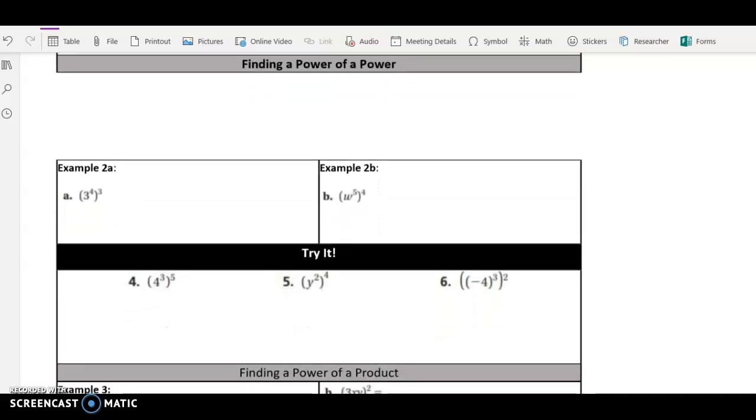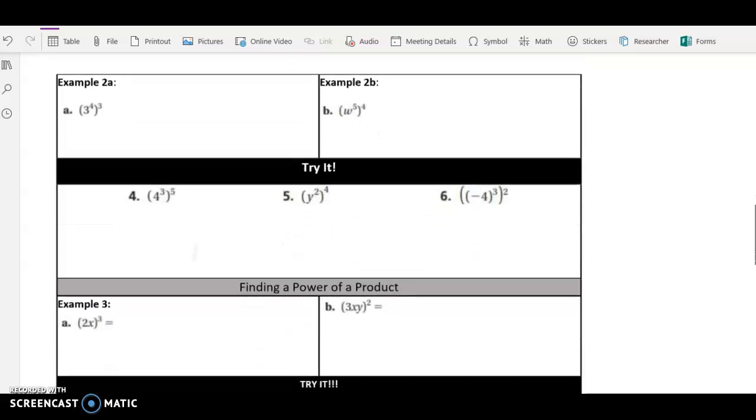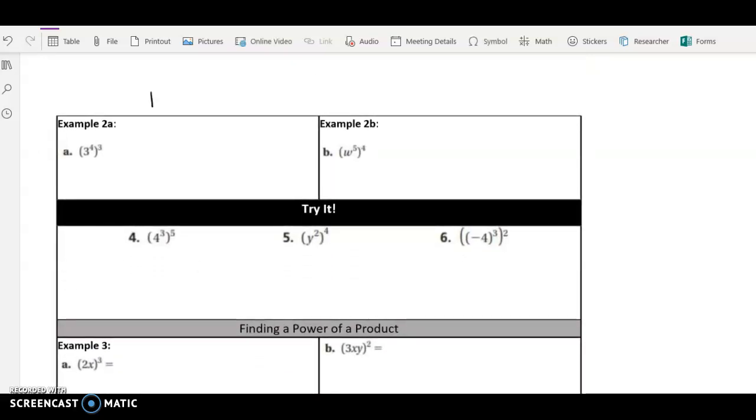All right, so now we're going to practice finding a power of a power. And so remember, when we're finding a power of a power, we multiply. So we're going to multiply exponents. So we keep our base, and then we're going to do 4 times 3. So we have 3 to the 12th power.